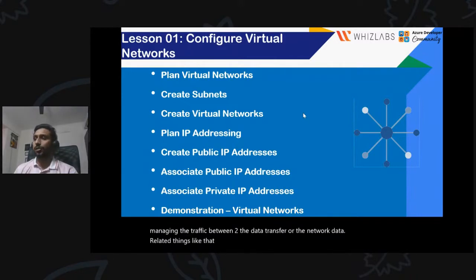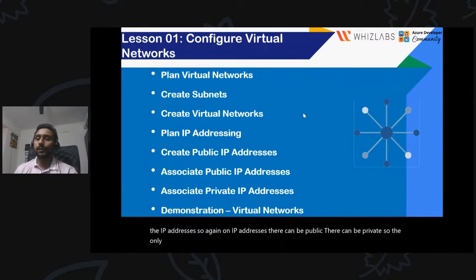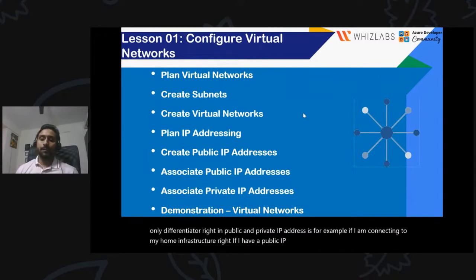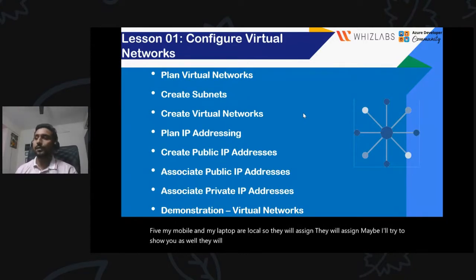Now we're going to create virtual networks, and we are going to plan the IP addresses. On IP addresses, there can be public and there can be private. The only differentiator between a public and a private IP address is, for example, if I am connecting to my home infrastructure, maybe I'm connected with my laptop and my mobile through my Wi-Fi. So Wi-Fi to Wi-Fi, my mobile and my laptop are local, so they will assign a local or private IP address to my devices.